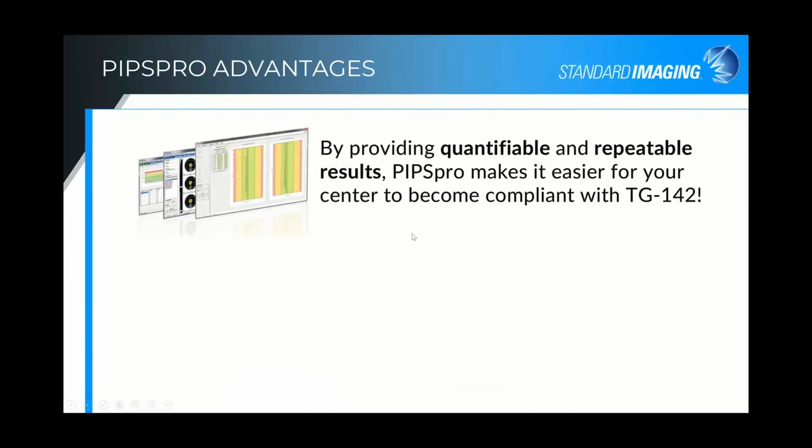So as far as some of the advantages of PIPS Pro, everything is quantifiable. It's not a qualitative test. It's actually quantifiable and repeatable as far as the results go. It makes it much easier for your center to become compliant with TG-142. It's a centralized database, so it's scalable to all specific needs.